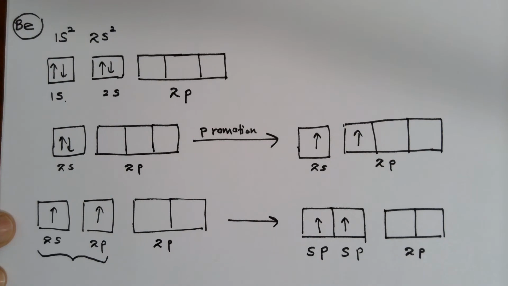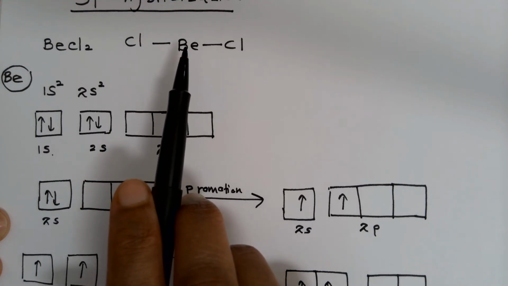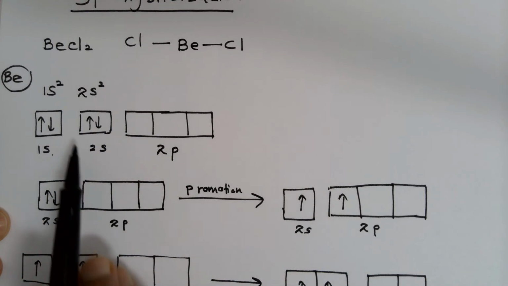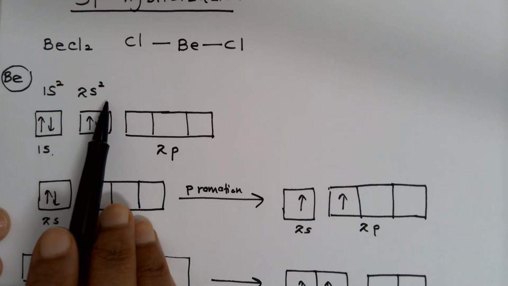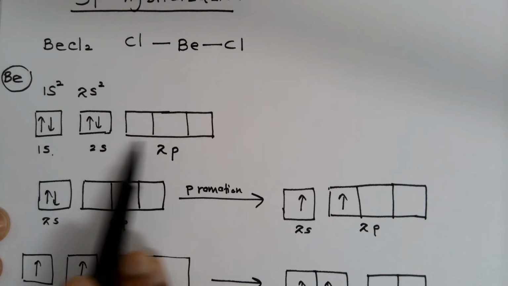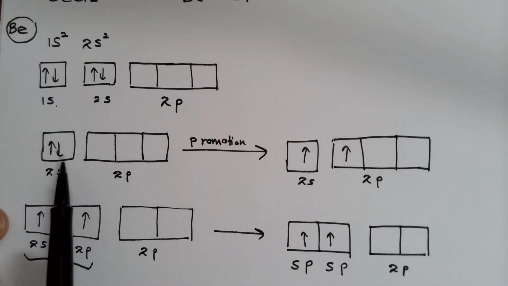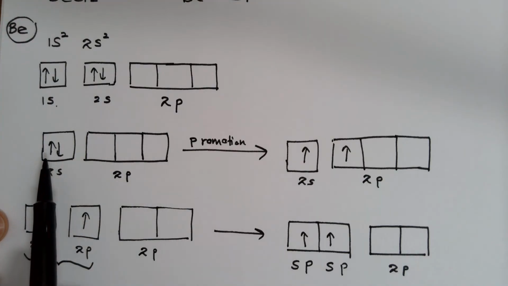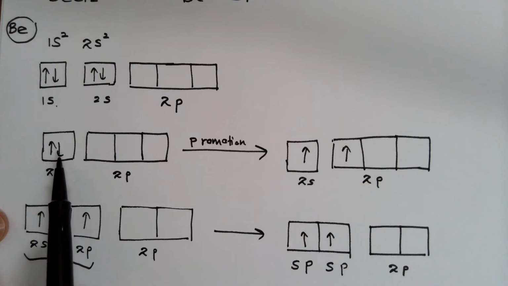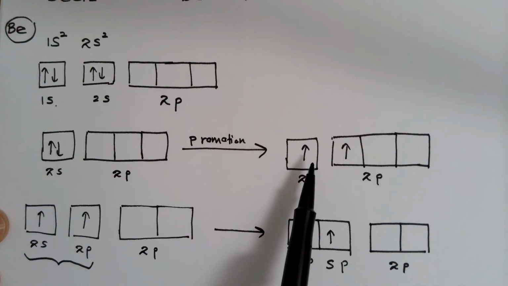Now let's go through the steps again. The first step is we draw the Lewis structure of the given molecule BeCl2, and then we identify the central atom. For the central atom, we write the electron configuration 1s2, 2s2, and then we draw the orbital diagram. We need only the valence shell, so let's pick the valence shell 2s2, 2p. From the valence shell, next step, electron promotion: one of the low energy electrons is promoted to the next highest level. So s is the lowest occupied level, so we promote one of the s level electrons to the p level. That is our second step, electron promotion.